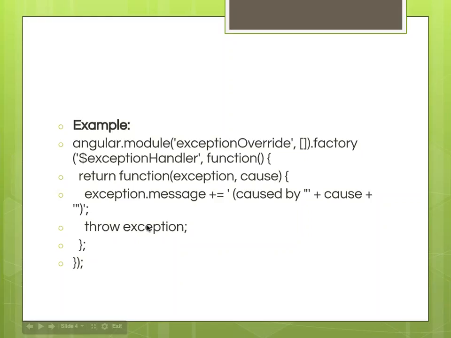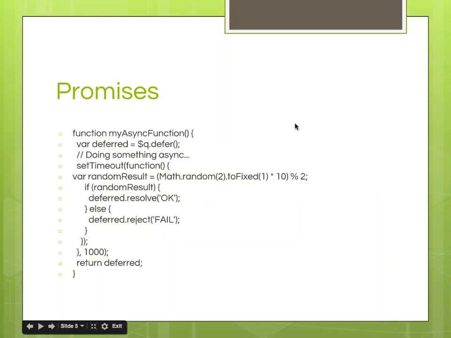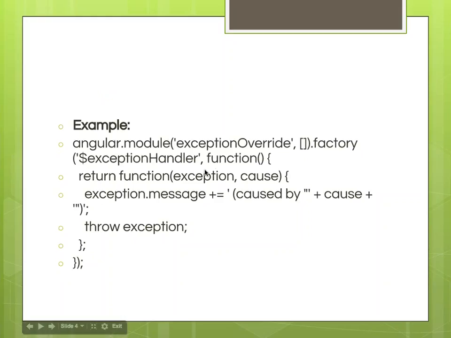Remember, we are not doing it in the ng module; the module exception override is separate, and all those existing ones belong to the ng module. So what will happen is that whenever there is an exception, the message will be changed. The message will be overridden. Now you can write your own message, but it is just appending caused by cause, so that not only the exception, but the cause will also be conveyed.